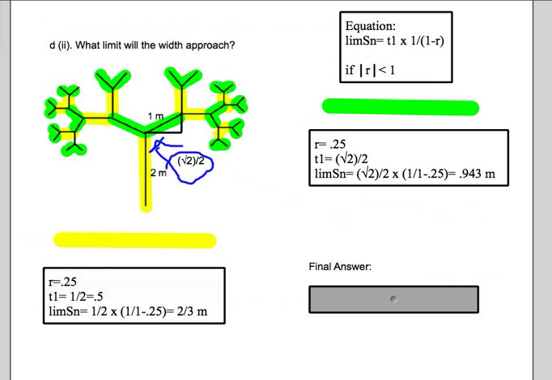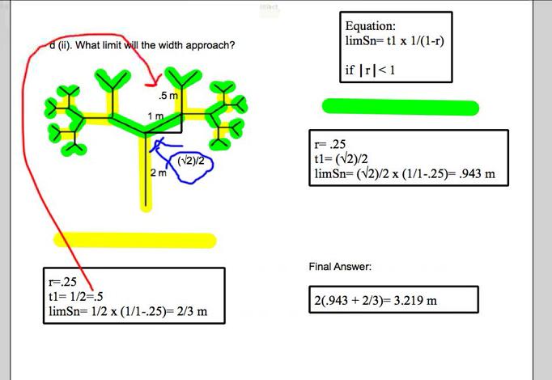You can find the width of the yellow branches in a similar fashion. However, you cannot begin with the trunk since it does not branch outwards. Therefore, you can divide 1 by 0.5 to get 0.5 meters. 0.5 is now your t1. The answer is 2/3 meters. Add the two limits and then multiply by 2 since there are two sides to get 3.219 meters.